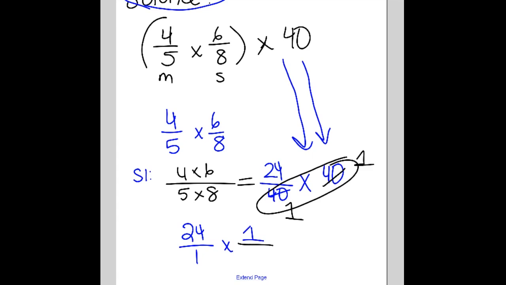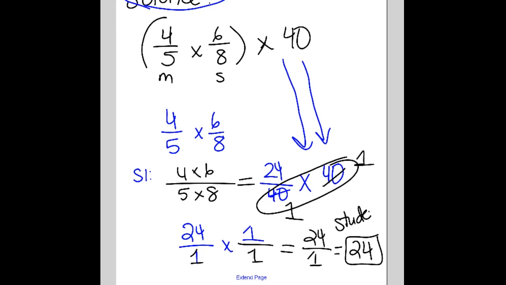And then what do we do? Slap a 1 underneath it also. So now what do we get? 24 on top, 1 on the bottom. 24 divided by 1 equals 24. So our answer is 24 students. How many of those students like both math and science? It's the 24 students here. All right, so that's what we're doing.